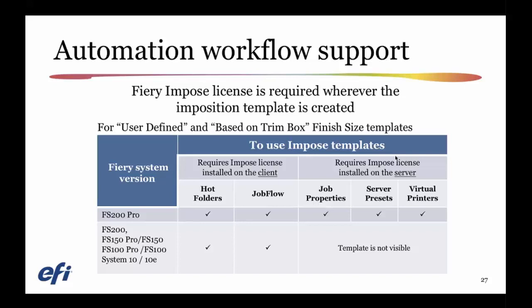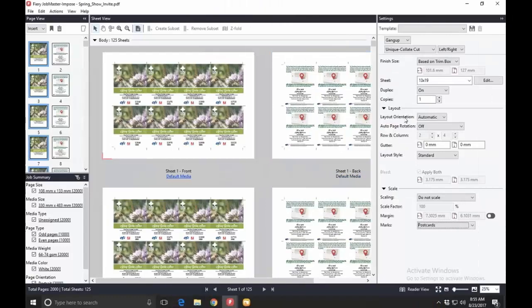There's a question: in Command WorkStation 6 Impose, is there the ability to adjust the left and right gutter to offset, or just the inner gutters? That's something available already. So if we look at this one, we have the gutter.